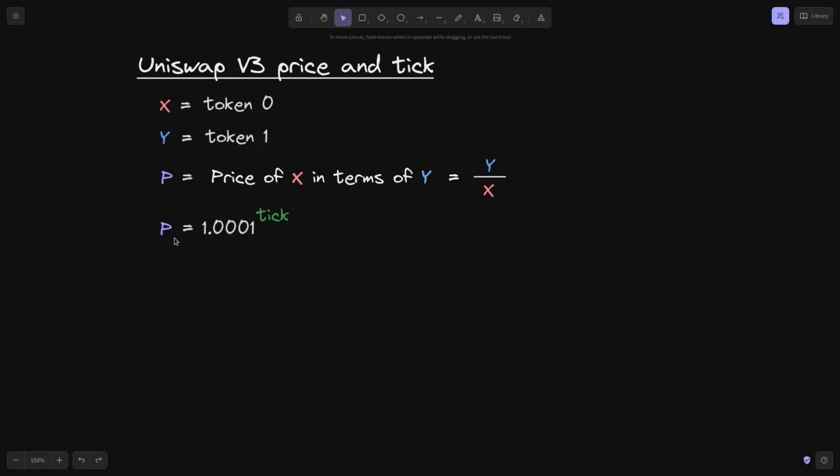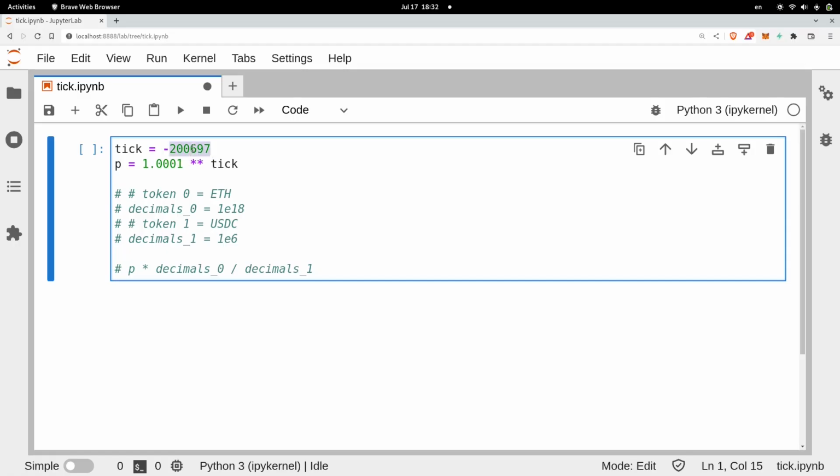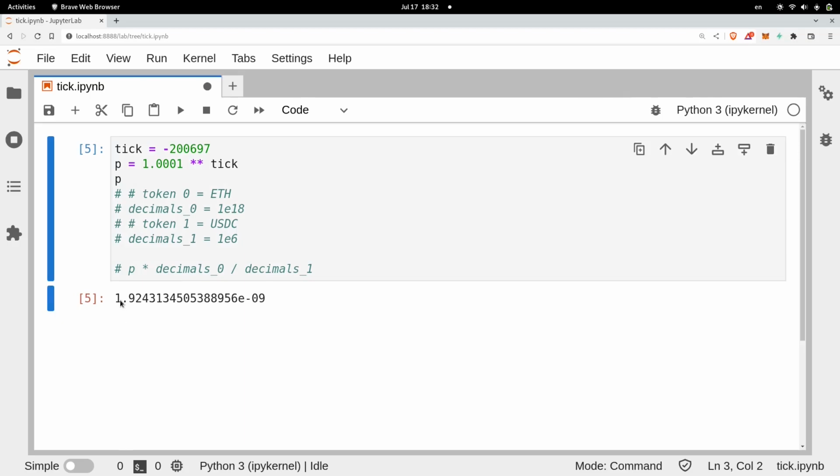Let's look at an example of price and tick. Here is the current tick that I got for ETH USDC pool from Arbitrum, and using the equation that I just explained, the price will be equal to 1.0001 raised to this tick. Let's see what this number turns out to be. So I'll execute this Python code, and I get a small number over here, 1.927 raised to the power of 10 to the minus 9.